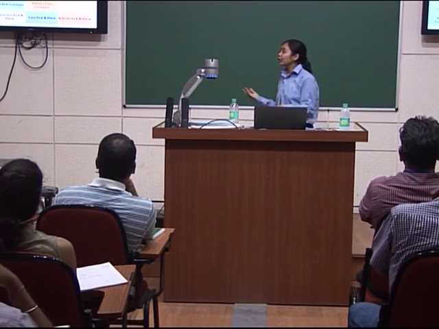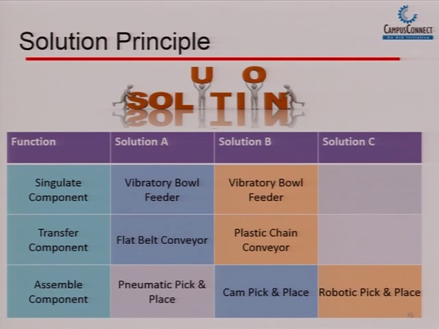Okay. So when we talk of concepts, then the next step that we go on to is the solution. Now there are different functions that are there. There's singulation, there's transfer, there's assembly. Singulation can be done using a vibratory bowl feeder, it can be done using something else also. Transfer can be done using any type of conveyors that you want. There are different types of conveyors. I am not an expert in conveyors. There's a flat belt conveyor, a plastic chain conveyor, a round conveyor and many things which I have forgotten. And then there's assembly of components which can be done, as I said, using pneumatics, robotics, cam, pick and place.